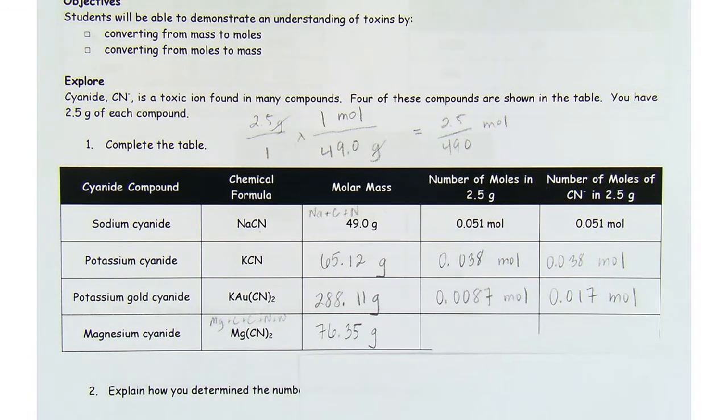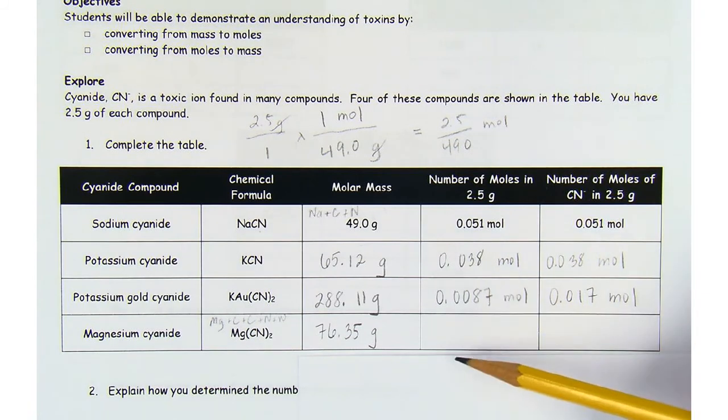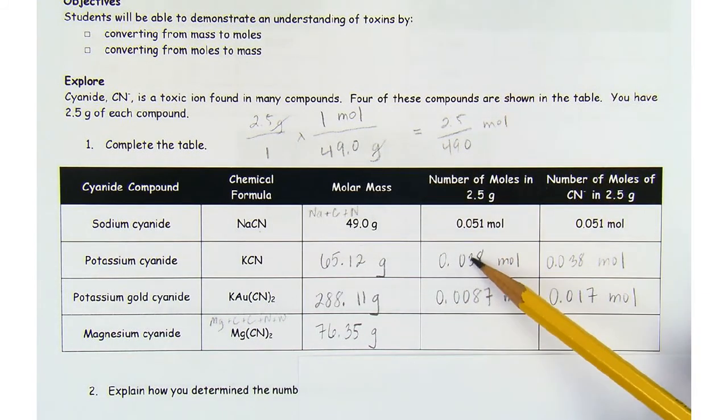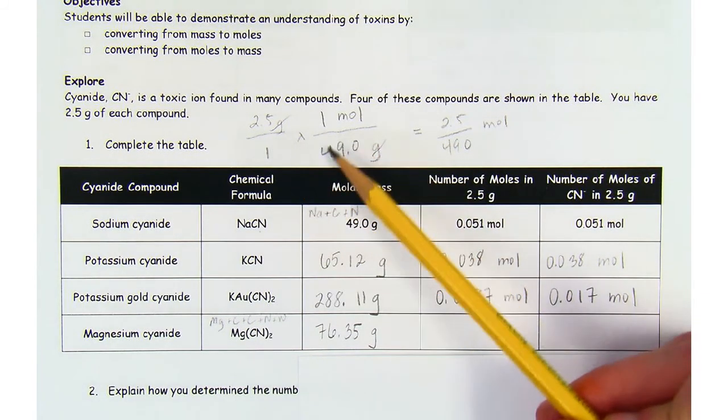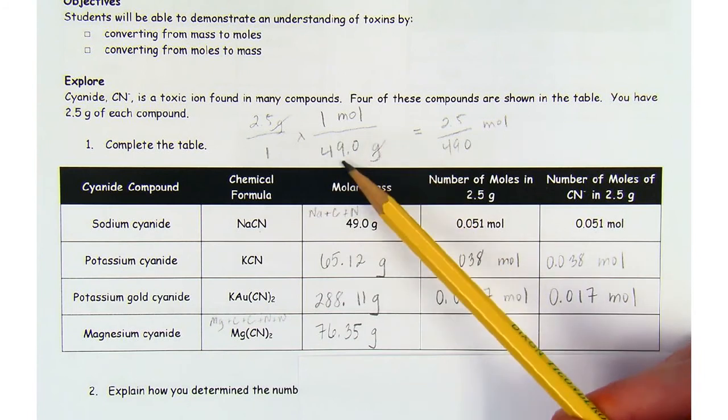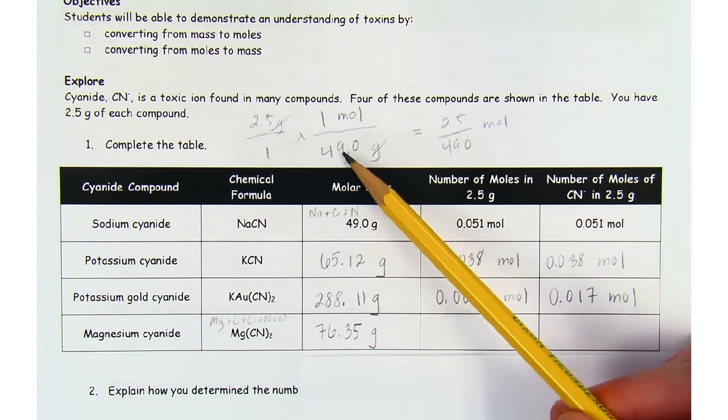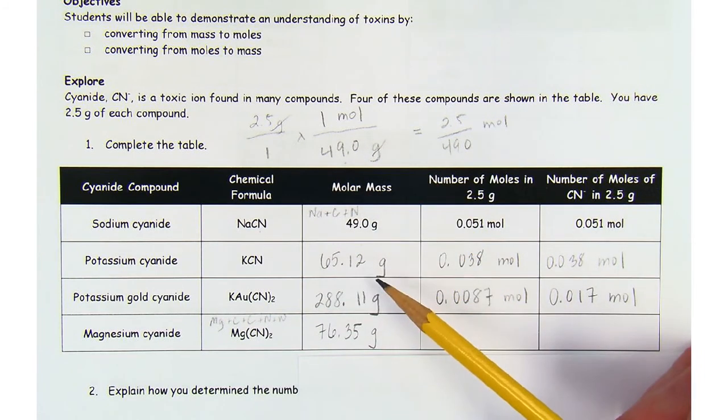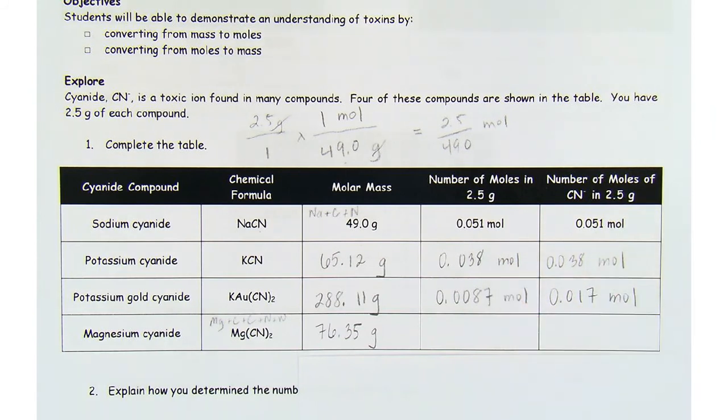I'm actually going to leave the last one blank, and you can do that on your own. It'll be the same setup, 2.5 grams, but you're going to change this number right down here on the bottom. Instead of using 49, you'll use the 65. So you can figure out how we got these numbers.